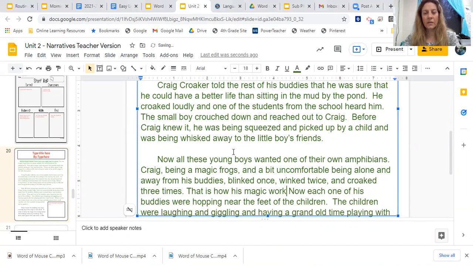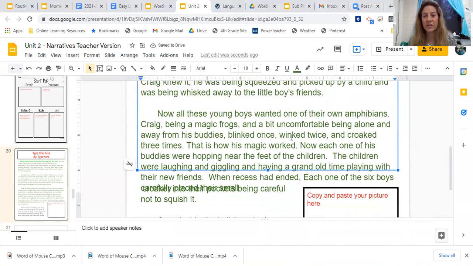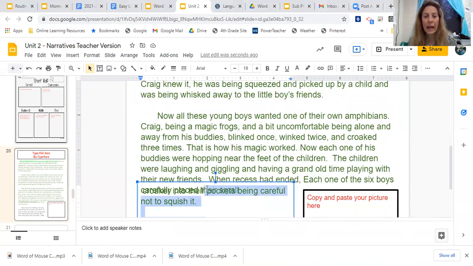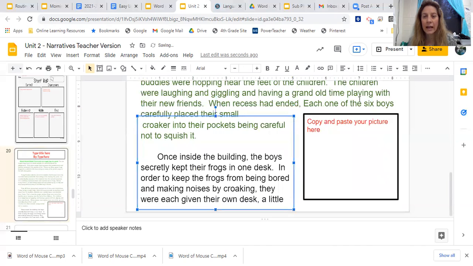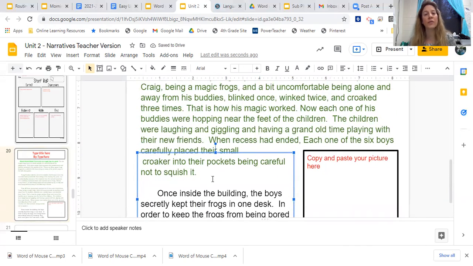Oh, I can spell worked. Now, each one of his buddies were hopping near the feet of the children. The children were laughing and giggling and having a grand old time playing with their new friends. When recess had ended, each one of the 6 boys carefully placed their small croaker into their pockets, being careful not to squish it. So recess is over.